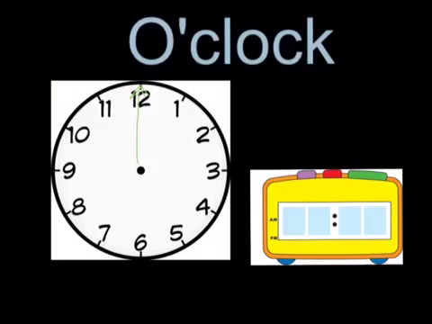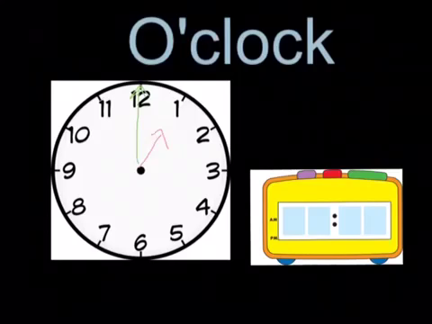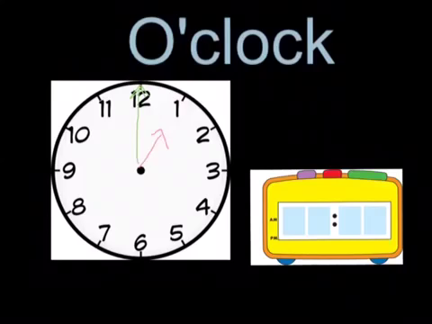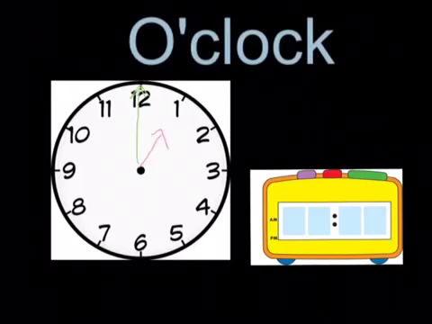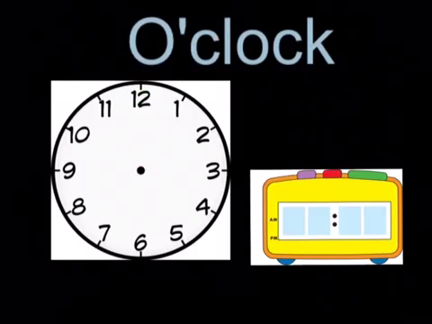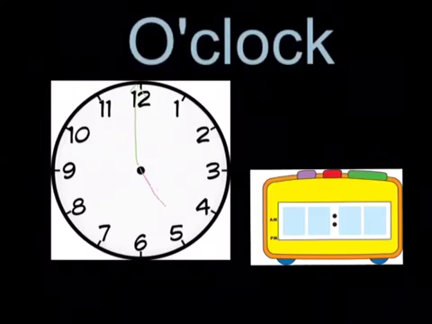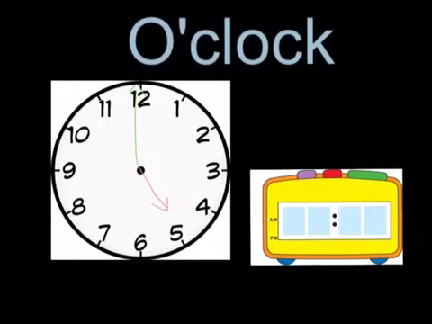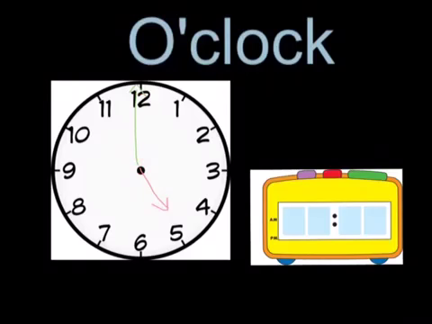Now if I put the small hand on the 1, what time is that? That's right, it's 1 o'clock. Let's try another one. Okay, now remember it's o'clock, so the long hand is always going to be pointing to the 12. Now if I put the little hand pointing to the 5, can you tell me what the time is? That's right, it's 5 o'clock.